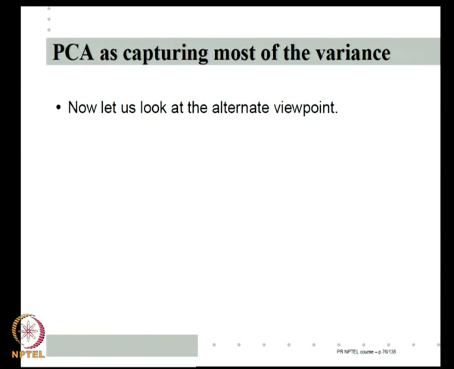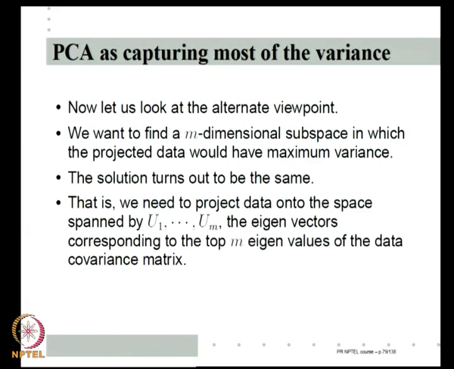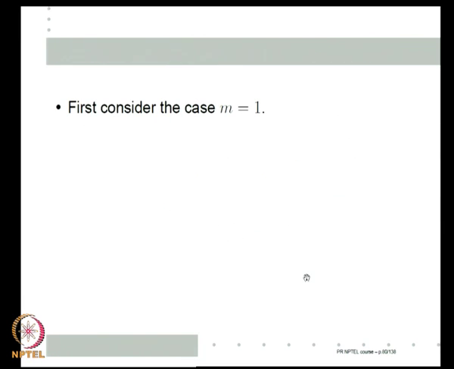Now, this is as far as the viewpoint of finding the best mean square approximation is concerned. Let us look at the other viewpoint of maximizing variance. We want to find an m dimensional subspace in which the projected data would have the maximum variance. As we already said, the solution will turn out the same: we project data onto the space spanned by u1 to um, the orthonormal eigenvectors corresponding to the top m eigenvalues of the data covariance matrix. We will see it quickly, without as much detail as the earlier proof.